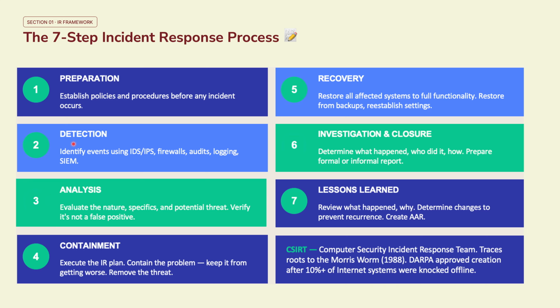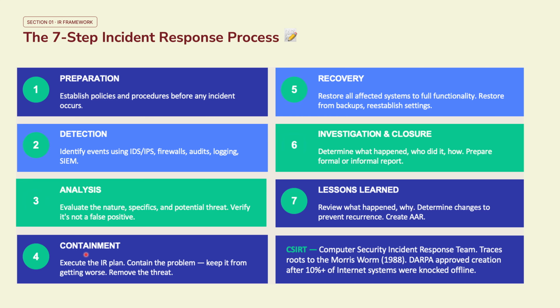This step focuses on identifying events and incidents using automated tools, like firewalls, audit logs, SIEM tools, IDS, and IPS, that provide real-time notification of anomalies. Number 3, analysis, evaluating the nature of the incident, its specifics, and the potential threat to the organization. There must be a means to verify that the event was real and not a false positive. Often the same tools used for detection also support the analysis.